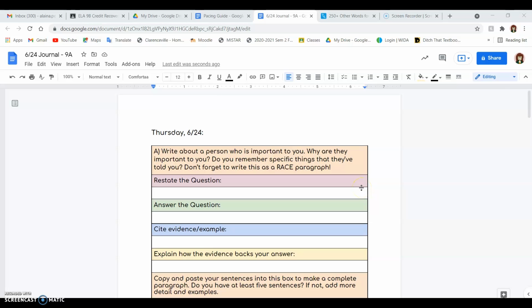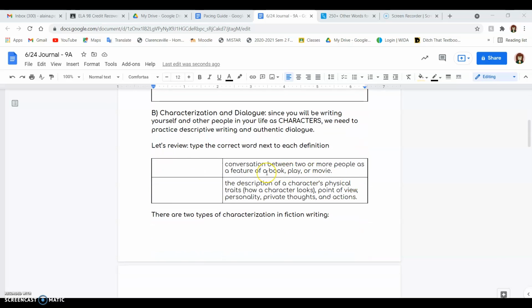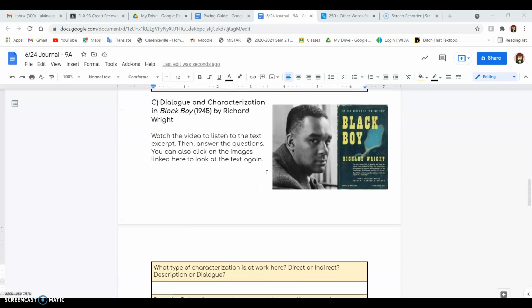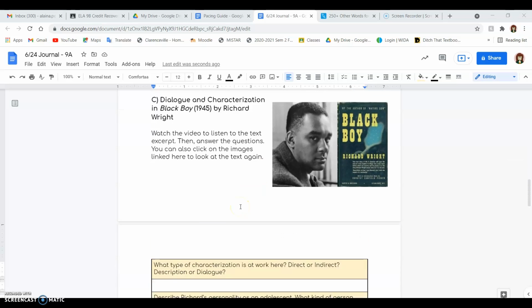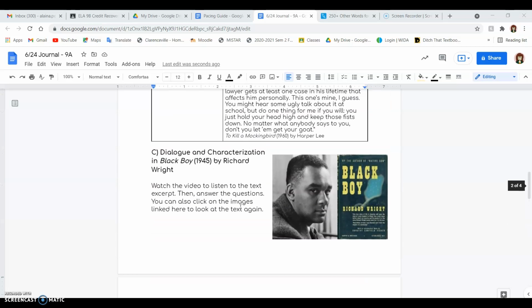So we've already completed our warm-up writing about someone who is important to you. And we're going to move on now. We reviewed the different types of characterization and dialogue, indirect and direct characterization. Now we're going to look at two examples and just try to answer some questions about the characterization that is happening within these two samples.